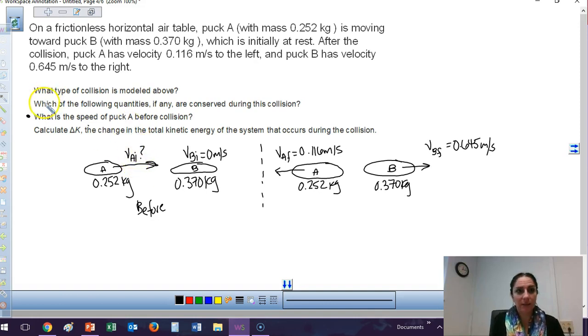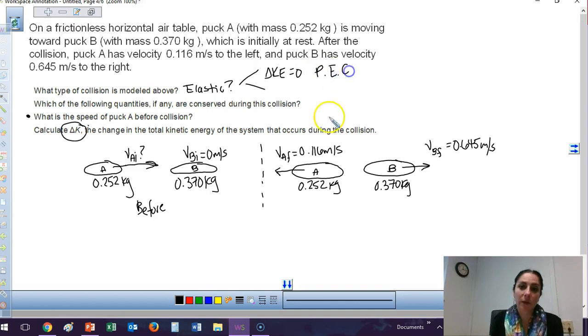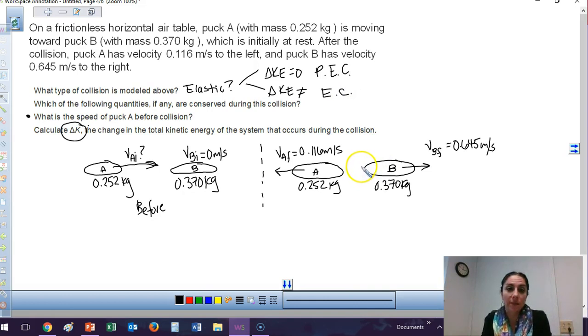So first we really got to figure out this velocity. So let me just quickly go back to this. What type of collision is modeled above? I actually don't know. I can tell you what it's not. I can tell you it's not inelastic just based on my drawing, so they're not sticking together. So it's some form of elastic collision, but I don't know which one until I figure out the change in kinetic energy, because that tells me my conditions. If the change in KE is 0, then that's my perfectly elastic collision. If the change in KE is not 0, then it's just going to be an elastic collision, or partially elastic. So notice that I can't answer this right now.